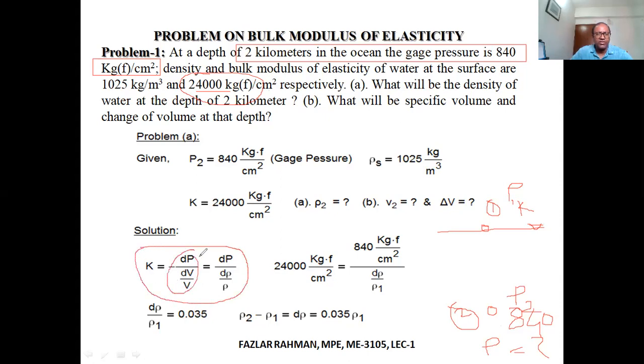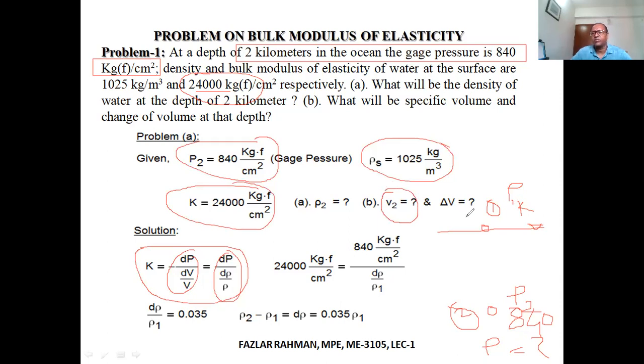Now you need to use this one, or you like to use this one. We'll use both. We'll see. Okay. So you see, given P2 right over here, 840 kg force per centimeter square gauge pressure. And at the top surface, that means at point 1, rho is given this much, and K is this much. I need to figure out rho 2, specific volume, and change of volume. So what will we use? We use this formula. Instead of the first one, you take the second one, because density is given.